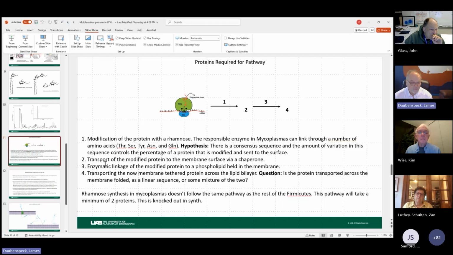You need something to transport that modified protein now to the inner leaf of the membrane. You need enzymatic linkage of the modified protein to the phospholipid that's held in the membrane. And then you have to somehow transport that to the other side. And we know that a lot of these proteins are on the outside of the membrane from antibody work.